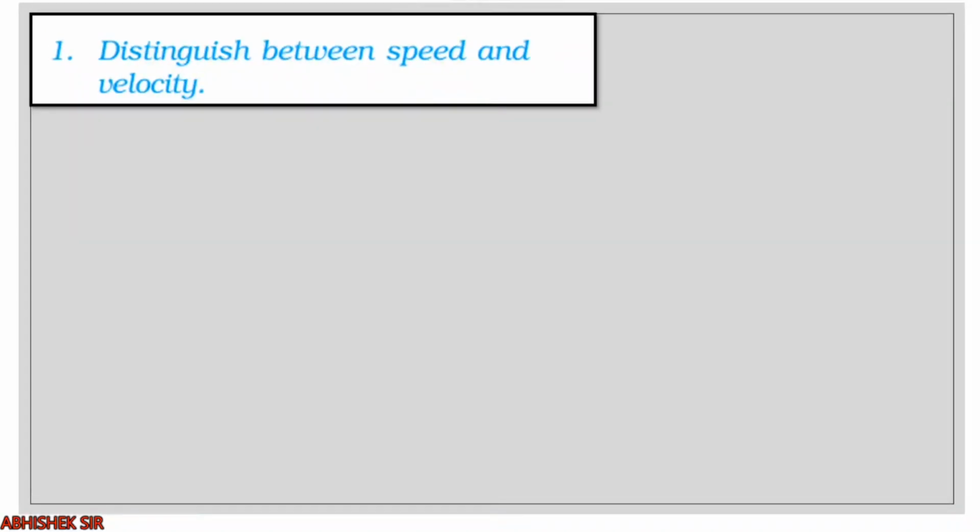Next set of questions: distinguish between speed and velocity. This is a very important question. Again, a difference between can be asked. Right now we will write only 2 points as it seems to be an objective question.